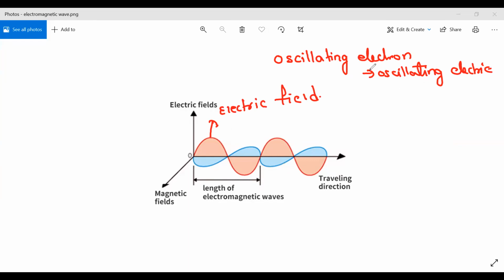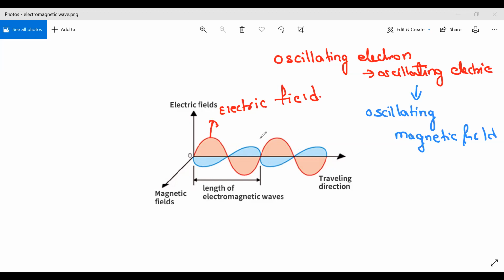This oscillating electric field generates an oscillating magnetic field. So this red color wave generates this blue color oscillating magnetic field. Is it clear?